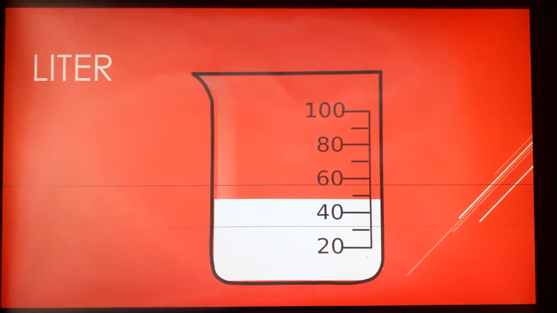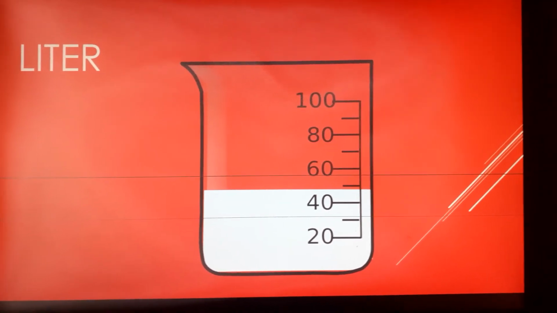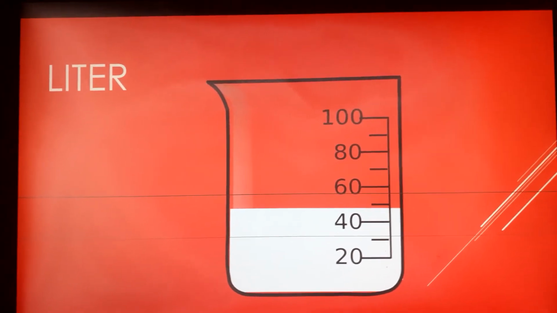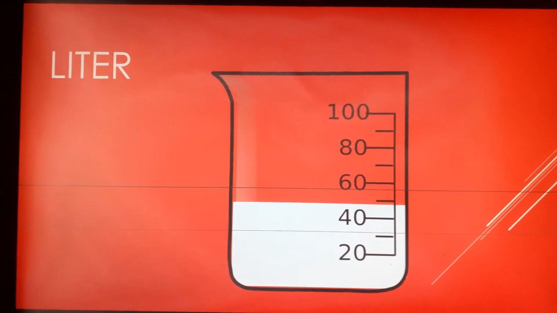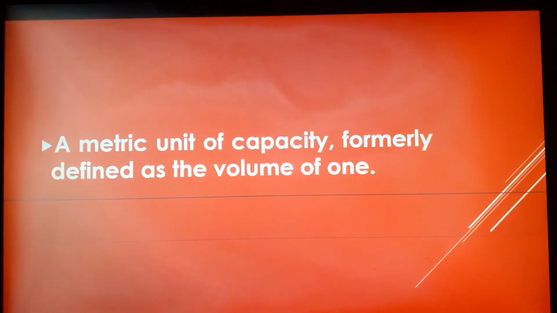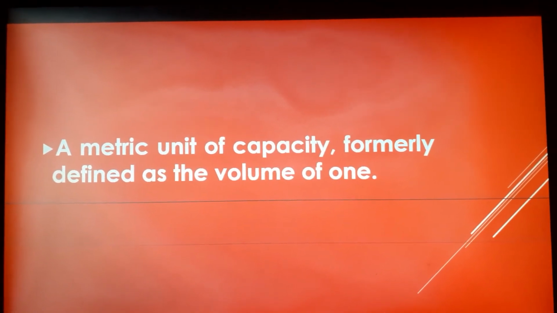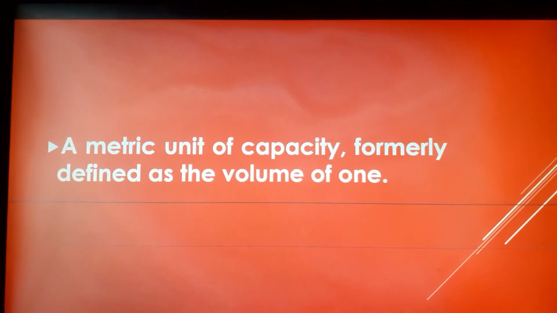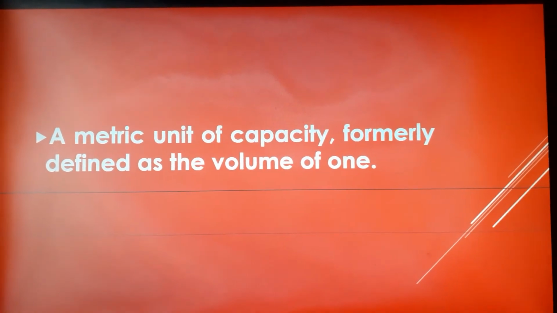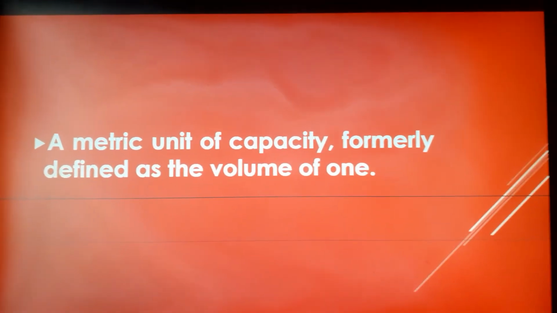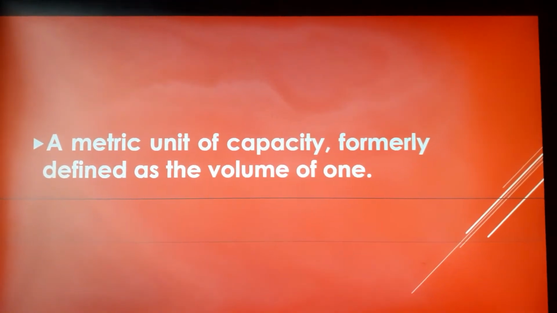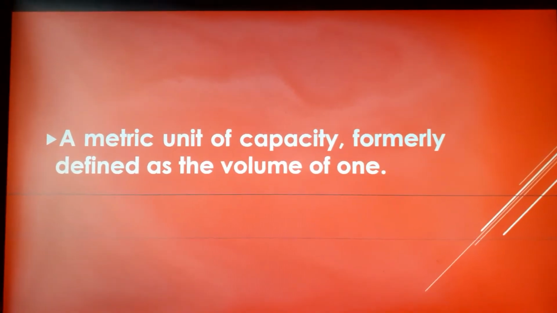Word number three is liter. As you can see in the drawing, we have a glass, and the glass contains water. When you go to the store and you buy soda, that liquid inside contains 1 liter, 2 liters, 3 liters, etc. It says that a liter is a metric unit of capacity formally defined as the volume of 1. When we are talking about liters, when we are talking about volume, we are talking about liquids, okay? Any kind of liquid. It can be water, it can be juice, it can be something to clean, whatever is in a liquid state.